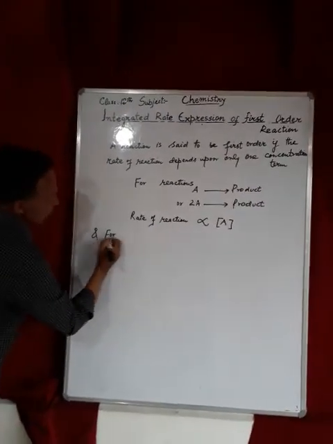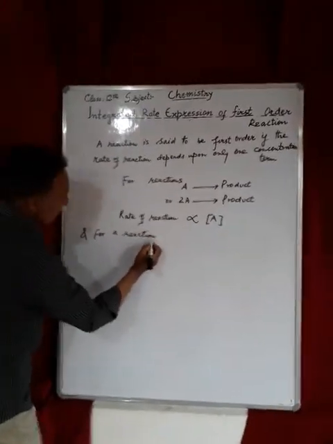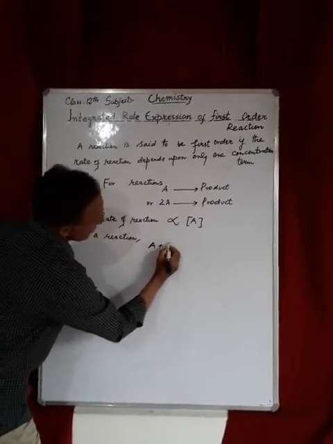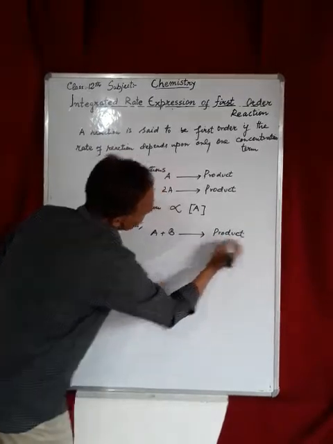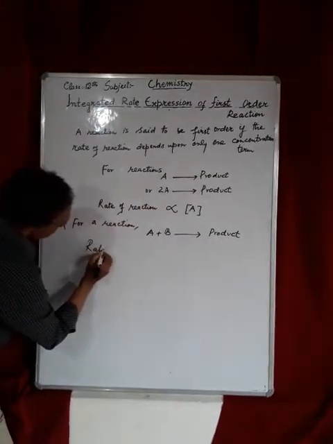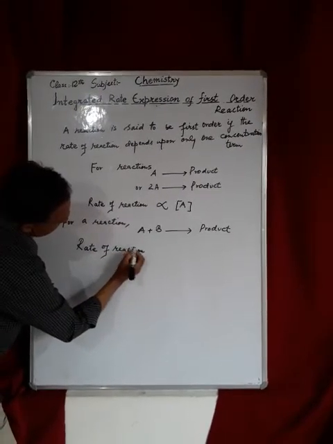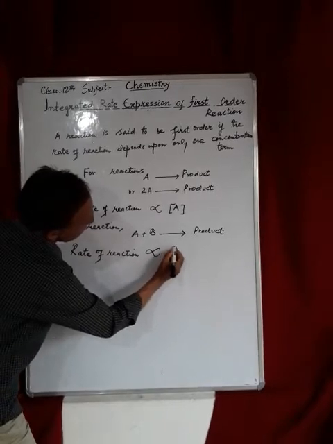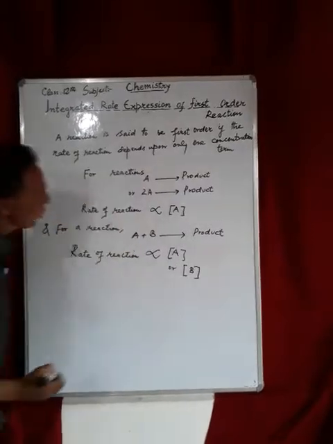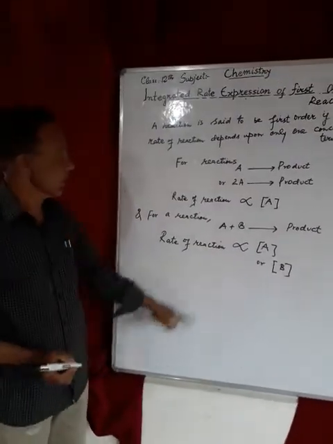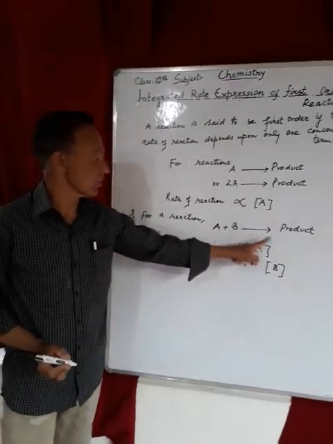For a reaction in which we have two reactants, A plus B gives product, the rate of reaction is proportional to either only A, reactant A, or B. So we will take a simple case. In all these reactions, the rate of reaction depends upon one concentration term.